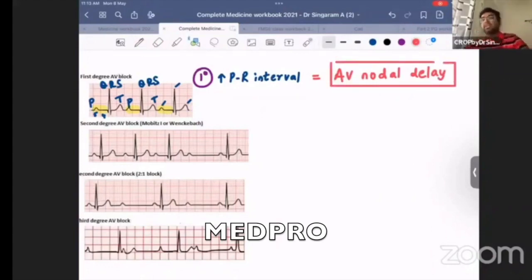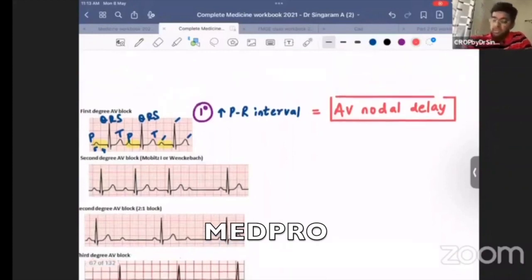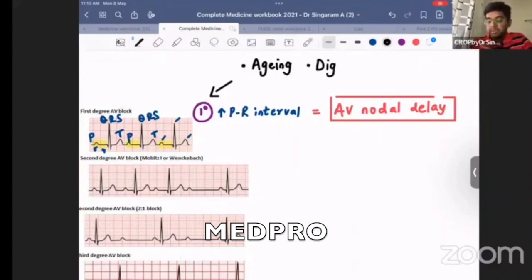First degree heart block is characterized by increased PR interval, which is nothing but a representation of AV nodal delay. Are you able to follow this? Clear? And what are the conditions where you get first degree heart block? This is also an important question which you should remember. Number one, it could be normally seen in older patients, as an aging process. Number two, it is encountered in digoxin therapy. You must have heard about digoxin therapy, which can cause a lot of heart blocks. One of them is first degree heart block.